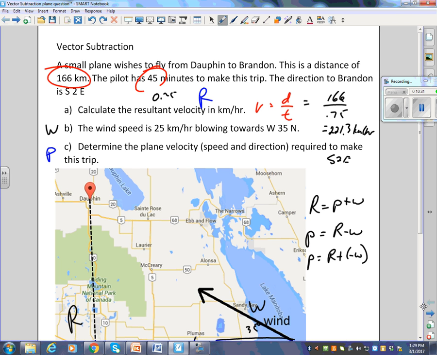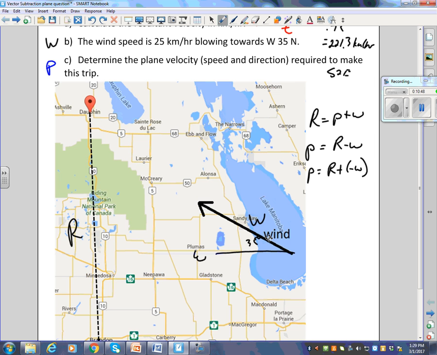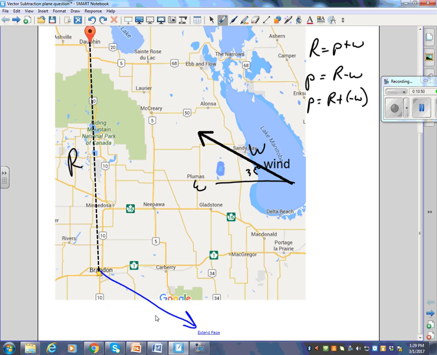I showed you yesterday that when subtracting vectors, you can add the opposite. So we're going plus minus W. How do you add the opposite? You've got to take that wind and flip it, and then add. That's what we went through yesterday. Flip it and add. So I took the wind and I'm going to flip it. There it is right there, minus wind. This vector here is going to be your P, your plane vector. That's going to be your P value.